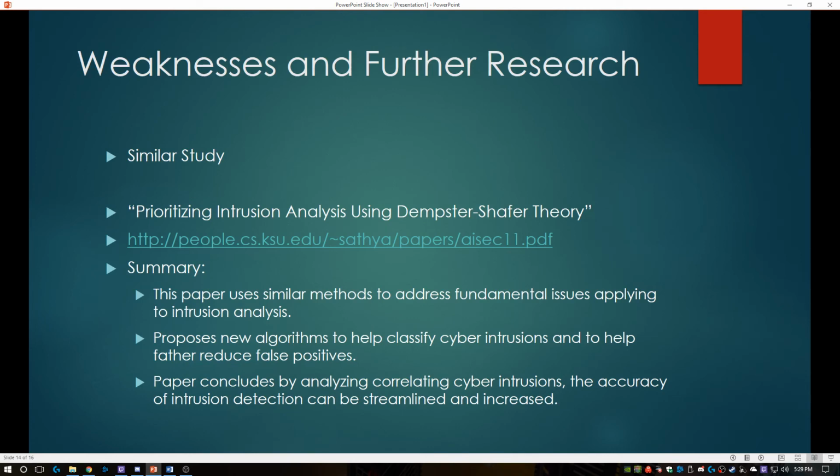In the end, the paper concludes that by analyzing and correlating cyber intrusions, the accuracy of intrusion detection can be streamlined and increased. So basically, by modeling different algorithms and by addressing the fundamental issues in this analysis, we can increase the accuracy of intrusion detection and we can actually streamline the model to make it more effective.